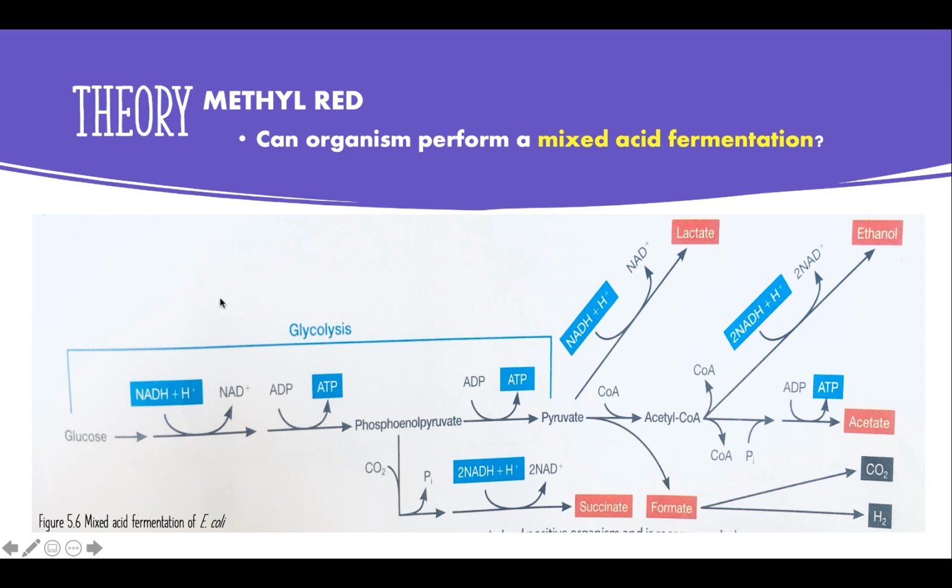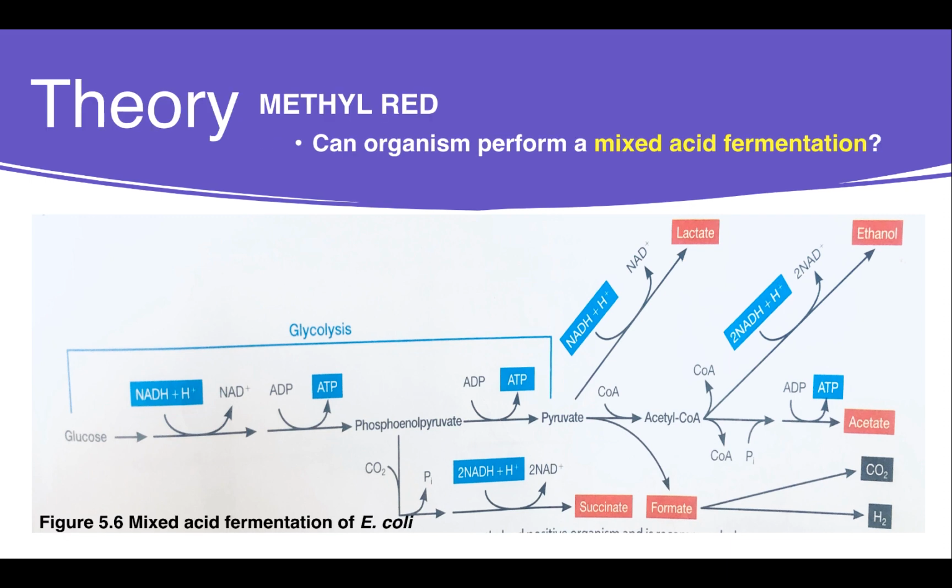This figure is showing the chemistry behind the mixed acid fermentation. E. coli is a representative positive organism when it comes to the methyl red test. And if you needed a positive control when you're running the methyl red test, E. coli would be your best bet. Its mixed acid fermentation produces lactate, ethanol, acetate, and formate, all from pyruvate. Remember, pyruvate is the ending product in glycolysis. And from phosphoenolpyruvate, succinate is made.